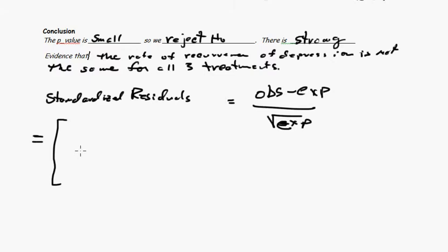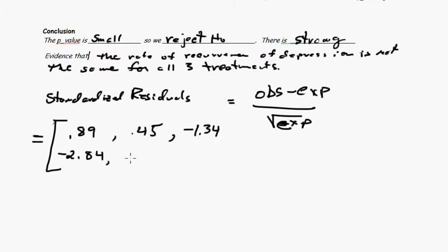I get 0.89, negative 2.84, 0.45, negative 1.34, negative 0.63, and then finally 1.89.